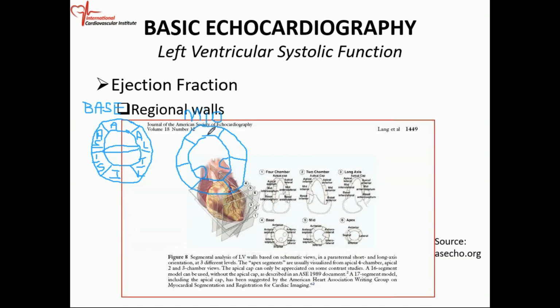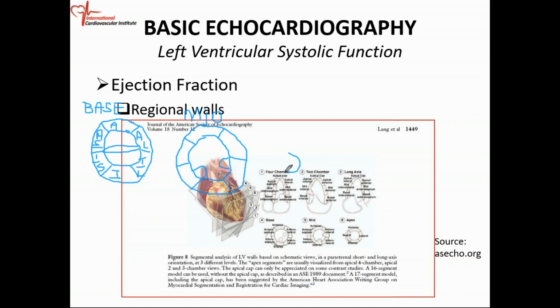So this is your anterior wall up top, inferior wall there. This is the lateral wall, so this is the anterior lateral wall, inferior lateral wall. Over here we have the septum. This is your anterior septum and inferior septum. Again, you're bread loafing the heart, you start at the base, the mid segment, then you come to the apex.